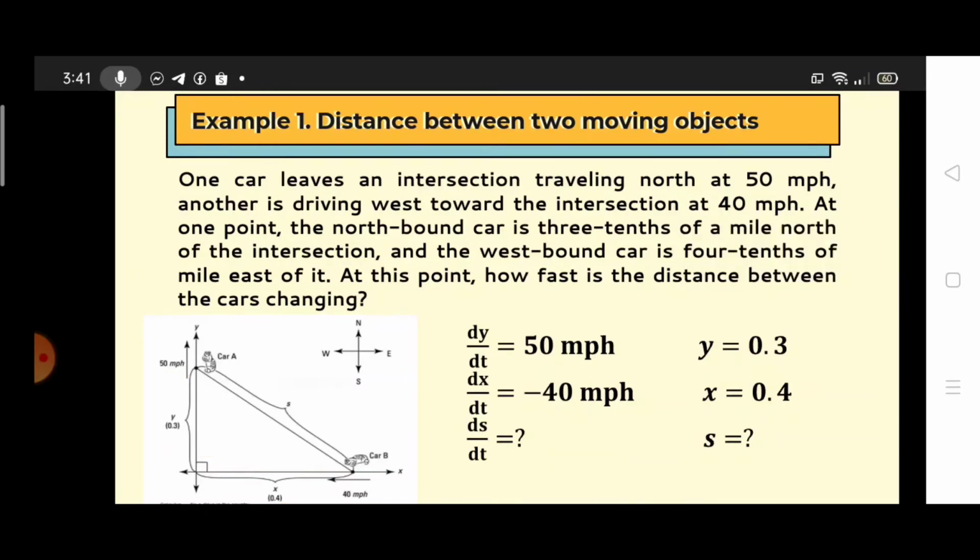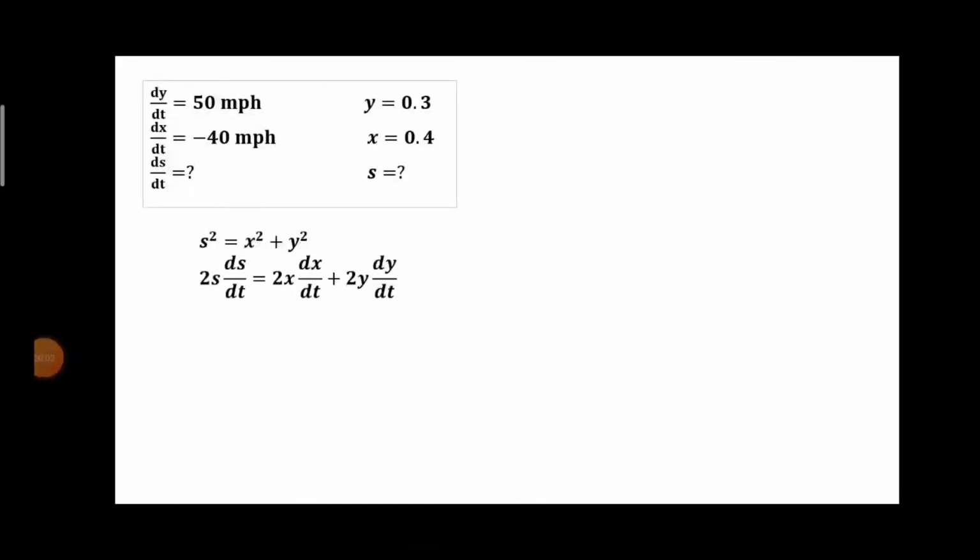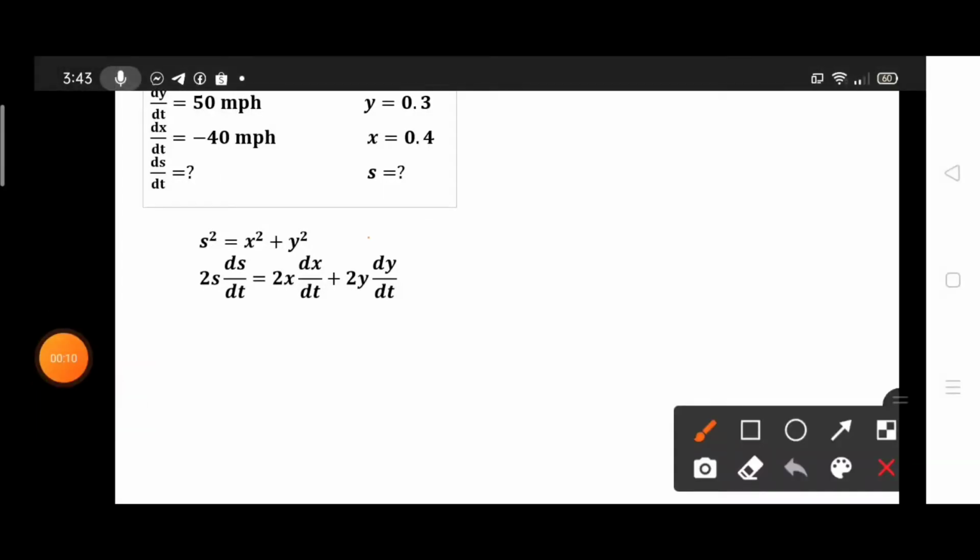So let us differentiate this with respect to time. We have s squared equals x squared plus y squared. We will need to use implicit differentiation with the power rule. So we get 2s ds/dt equals 2x dx/dt plus 2y dy/dt.